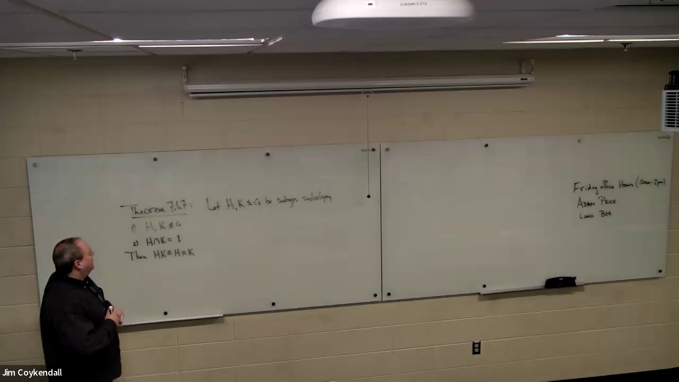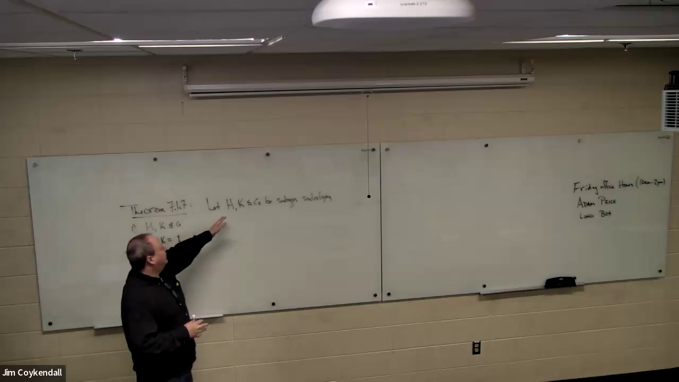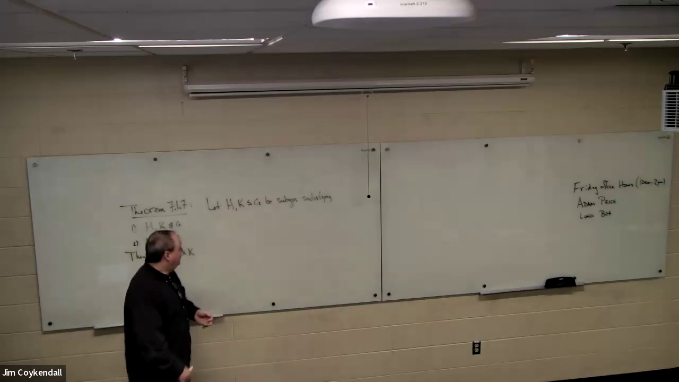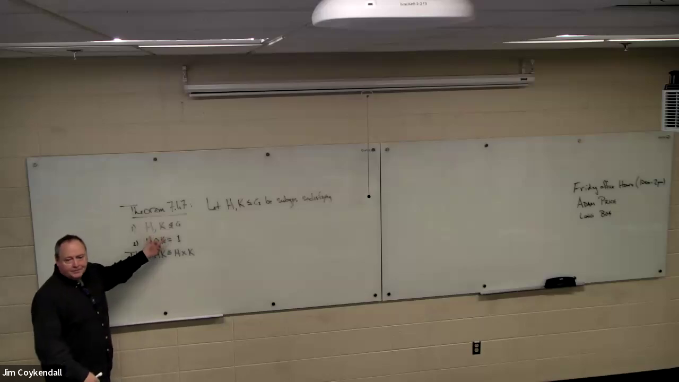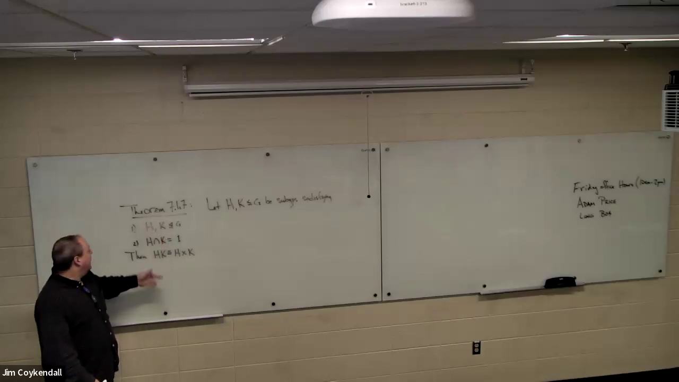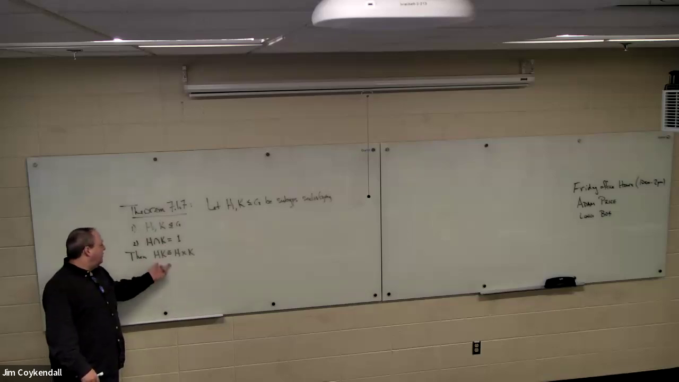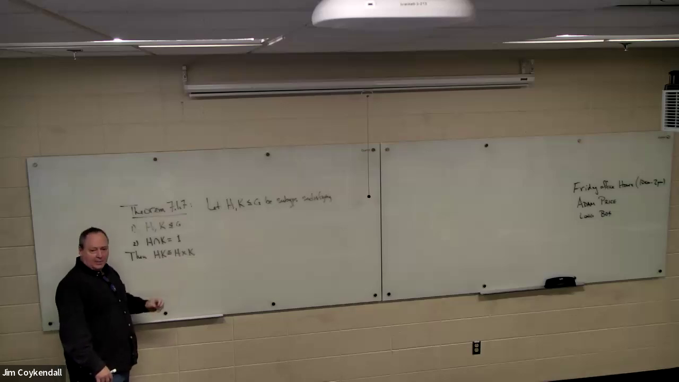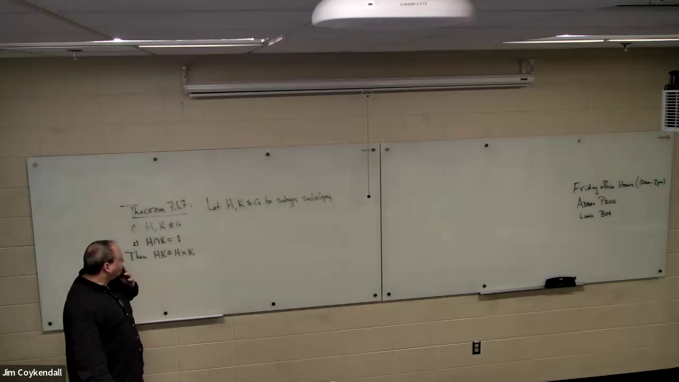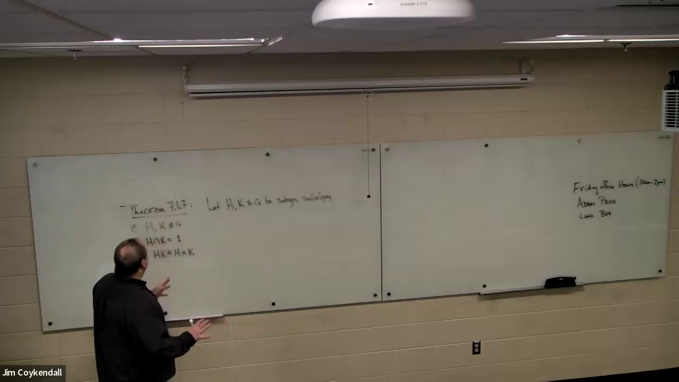Suppose we have subgroups H and K of G, and they satisfy two conditions. Number one, they're both normal, right? So they're both normal subgroups. And number two, their overlap is as small as possible. Their intersection is the identity. Then G is isomorphic to the direct product of H and K. Okay, let's see why this works.